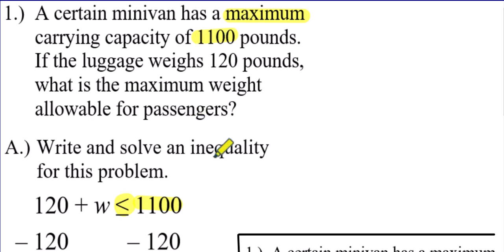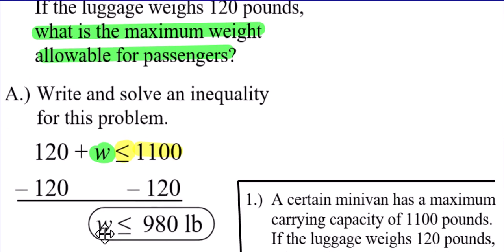All right, so this is stuff I've taught you before. Now, we are trying to find the maximum weight allowable for the passengers. Since that's what we're trying to find, I picked the variable W. And we knew that the luggage weighed 120 pounds, but we didn't know the weight for the passengers. It makes sense that the weight of the luggage plus the weight of the passengers would give you your total weight. So that's where the idea of addition came from. To solve, we do the inverse of addition, which of course is subtraction, and we get that the maximum weight allowable for passengers is less than or equal to 980 pounds. Now, that's part A. That is nothing new. We've done that type of thing on a previous packet of guided notes.